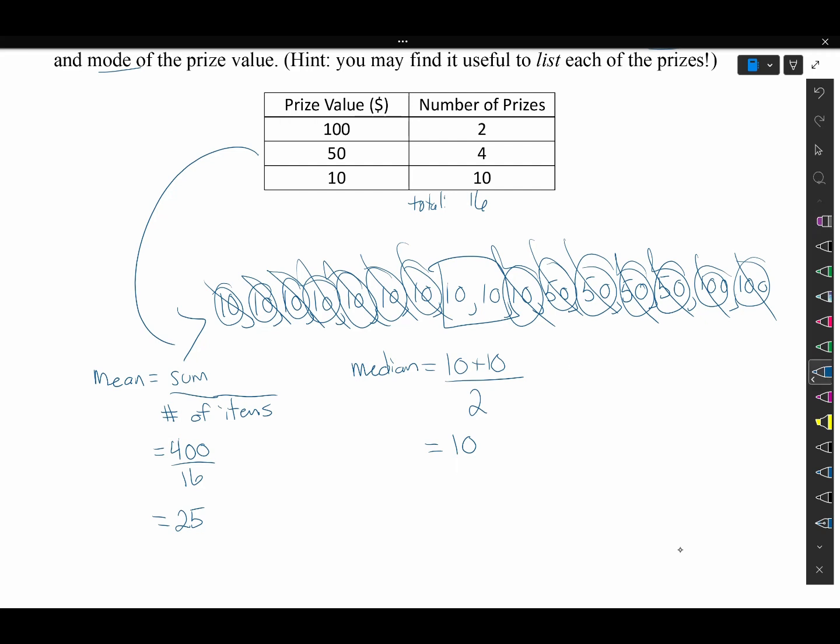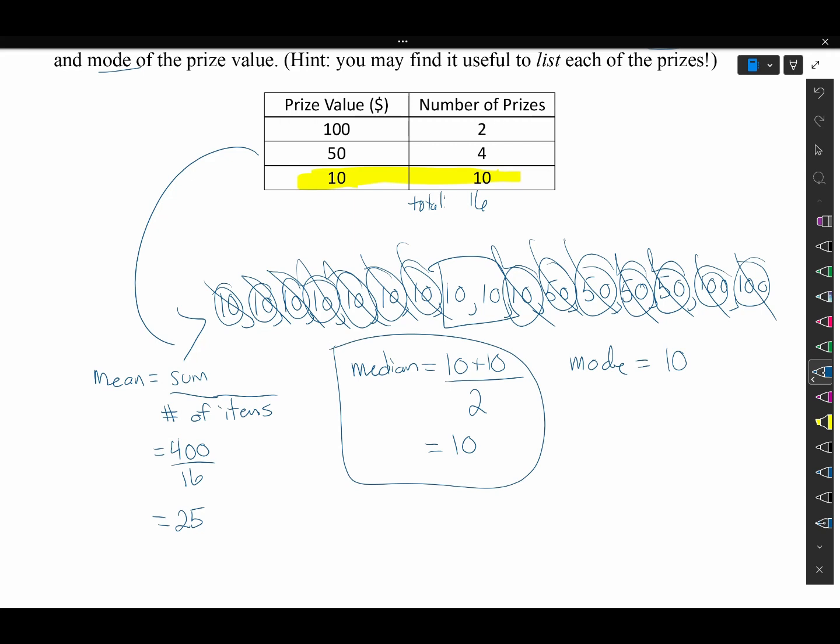If we just ended up with 1 value in the middle, we would just take that value as our median. And lastly, the mode is going to be whichever value shows up the most. Well, that's nice and easy. We can see that nice and quickly because of our handy dandy table right here. Which value shows up the most? It's 10. That is the prize that shows up the most, $10. So that is our mode.